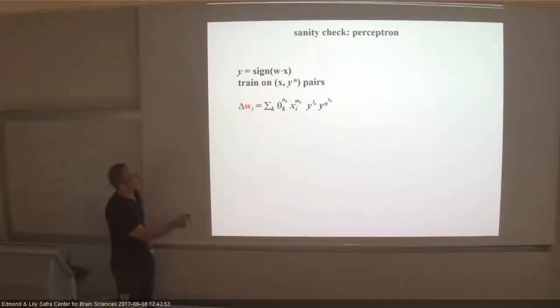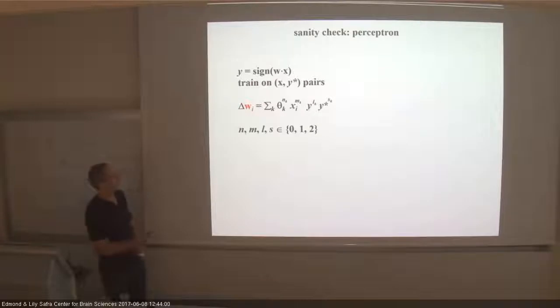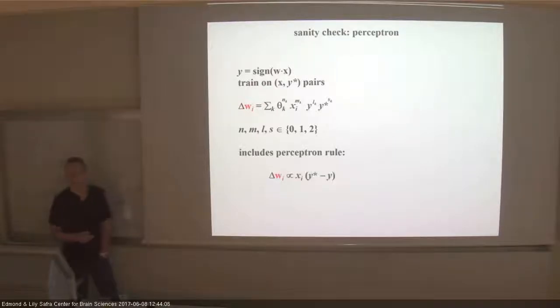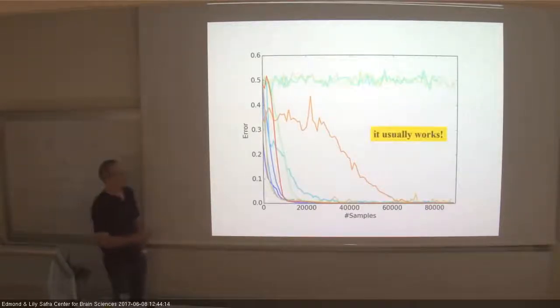Basically, we had a loss that depends on x, l, and y star. So y is the actual output of the network, y star is the true value, and m, l, and s were in some range. I think we actually went up to 3. And that includes the perceptron rule, right? That falls in this class because of the sum. And so we just optimize with respect to theta, and it usually works, right?